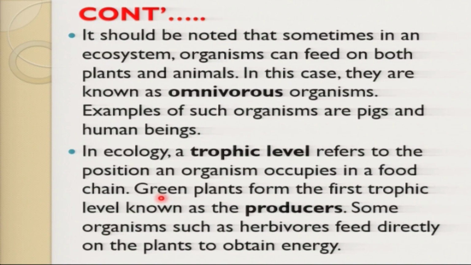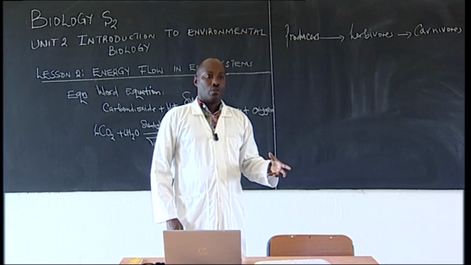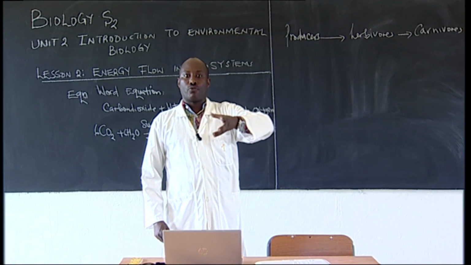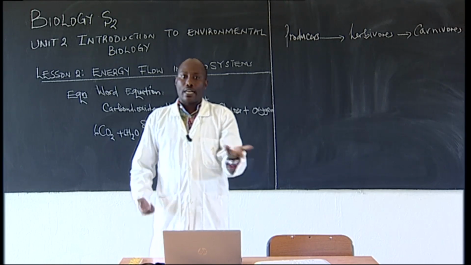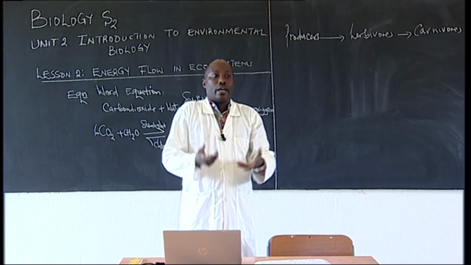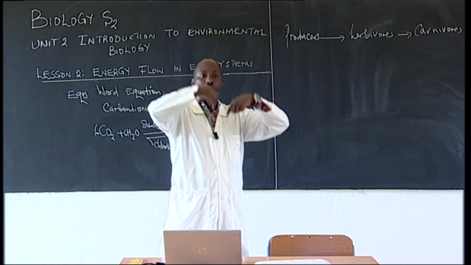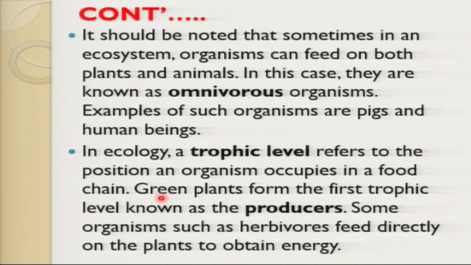It should be noted that sometimes in an ecosystem, organisms can feed on both plants and animals. What do you call those examples of organisms that can feed on both plants and animals? Think about it and you tell me. They are called omnivores. Human beings belong to omnivores because we are able to eat the plants as well as the animals.